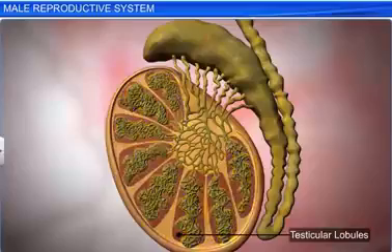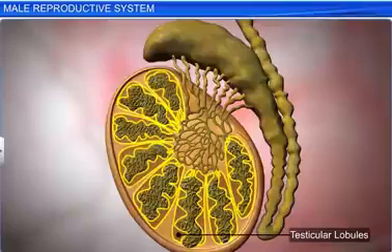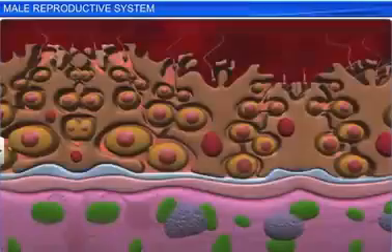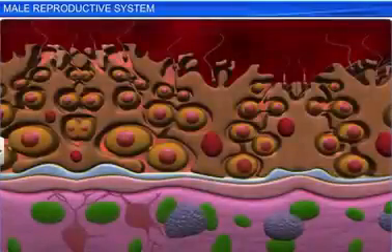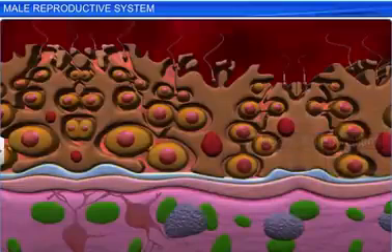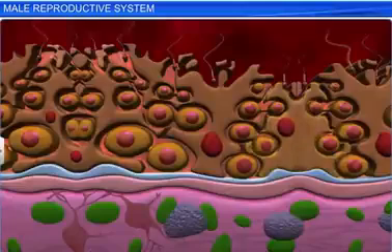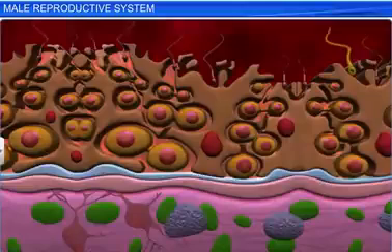Each lobule, in turn, contains 1 to 3 highly coiled seminiferous tubules. The lining of each seminiferous tubule is called the germinal epithelium and contains the male germ cells known as the spermatogonia and Sertoli cells. The male germ cells undergo meiotic division to form mature sperm cells. This process is called spermatogenesis. The Sertoli cells provide nutrition to the germ cells.